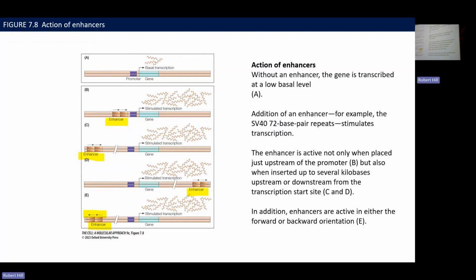So when they found all this flexibility in where the enhancer sequence can be located and the orientation that it needs or doesn't need to be in, it started to indicate that maybe the DNA is looping around. And this is an important component not only of transcriptional regulation in eukaryotes, but also of how the nucleus is organized in eukaryotic cells.